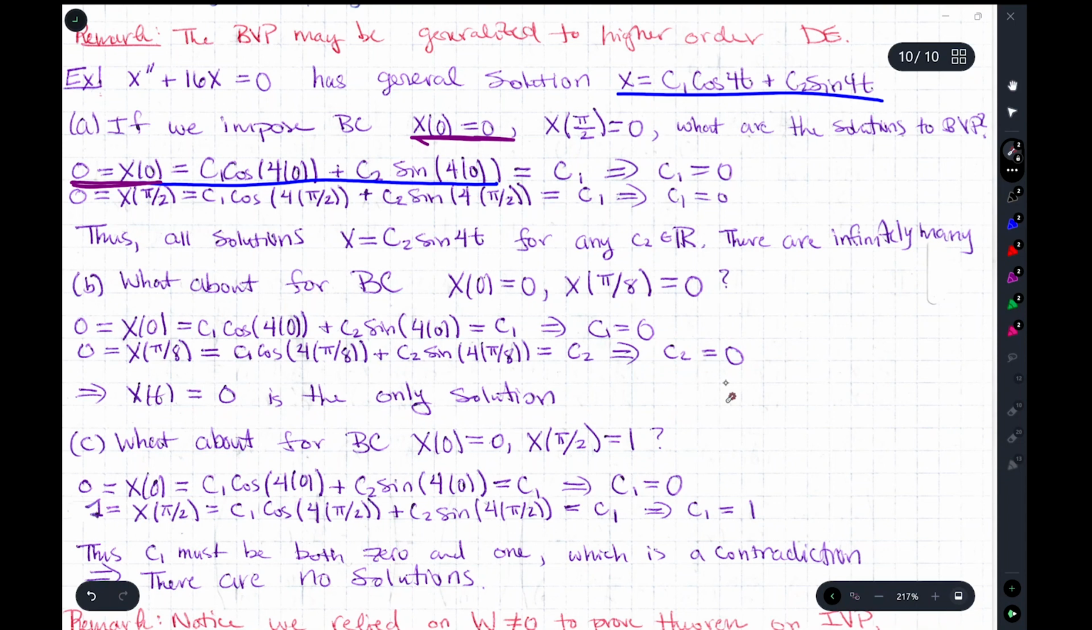Okay, so both conditions imply: the first condition implies C1 equals 0, the second C2 equals 0. And so what are you left with when you plug in these C's here? 0, 0, right? So you just get the trivial solution, and that's the only solution. Okay? So for these different boundary conditions, we got a unique solution.